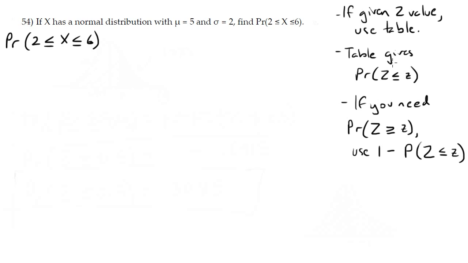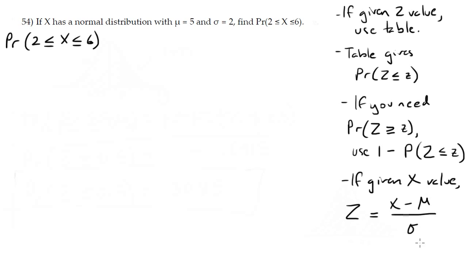Now, as I wrote before for the other normal distribution problems, if you're given the z value, you use the table. If given an x value, you need to find the z value. Z equals the x value minus the mean divided by the standard deviation. You have to use this formula to find your z value, and then you can go to the table.